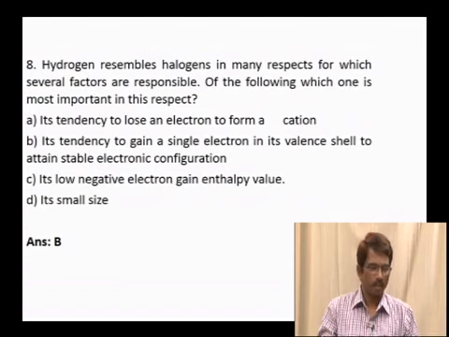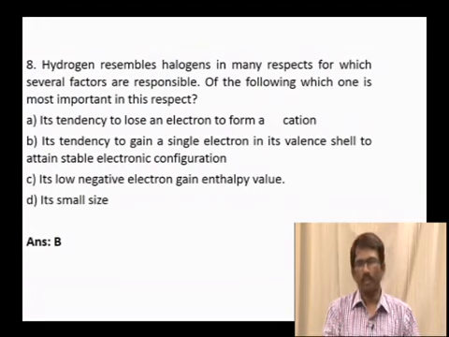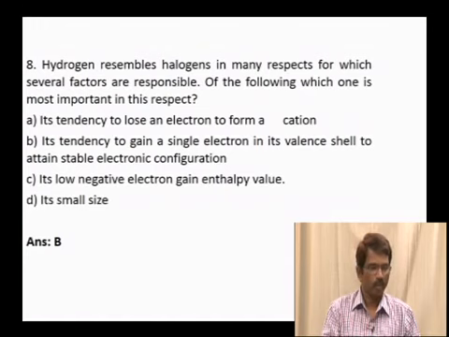Hydrogen is one element which can be placed in first group as well as 17th group. It is placed with alkali metals because of its 1s1 configuration. Hydrogen has the ability to lose electron to form H plus, and therefore it is placed in first group. When it comes to the 17th group, which is the halogen family, all halogens will gain one electron and form the stable inert gas configuration, and therefore hydrogen also gains one electron to form H minus ion, which is called hydride ion. Its tendency to gain electron in its valence shell and attain the stable 1s2 configuration is the reason for its resemblance with the halogen family, and obviously the correct answer is option B.